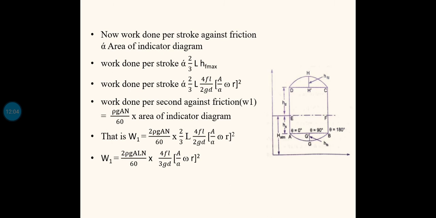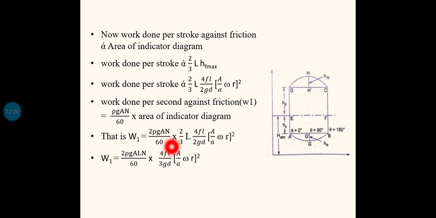Now work done per second is directly proportional to 2/3 into L into 4FL by 2GD into (A by A omega R) whole square. I am taking this value as work done per second, W1, that is equal to rho g n by 60 into the area of the indicator diagram.